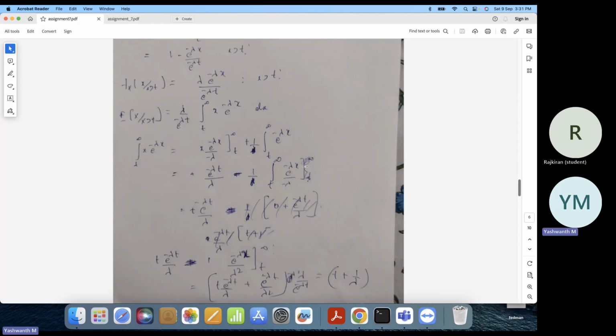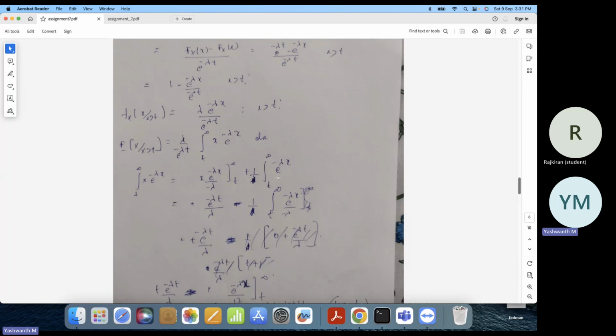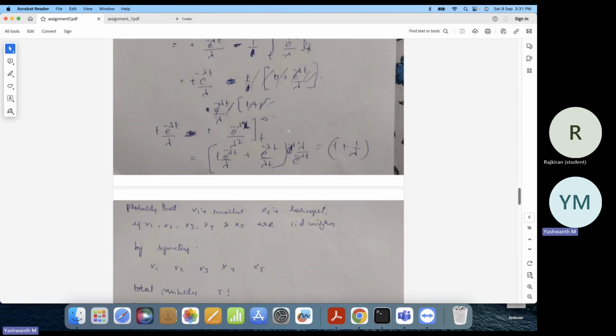Clear? I mean, it's very simple. I mean, just manipulating this integration by parts carefully. So yeah.